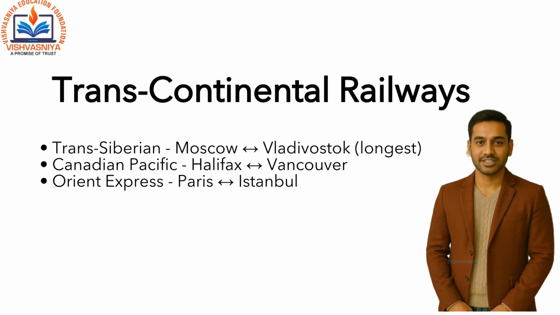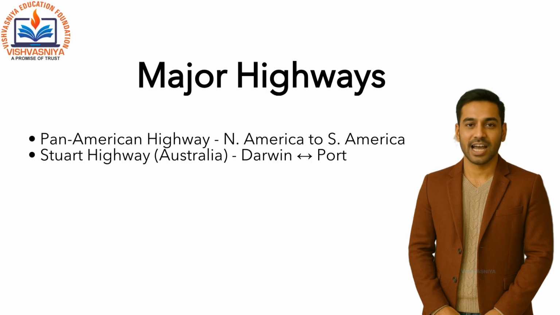Transcontinental land routes: Trans-Siberian Railway, Moscow to Vladivostok, longest in the world. Canadian Pacific Railway, Halifax to Vancouver. Orient Express, Paris to Istanbul. Pan American Highway links North, Central, and South America. Stuart Highway, Australia, Darwin to Port Augusta.